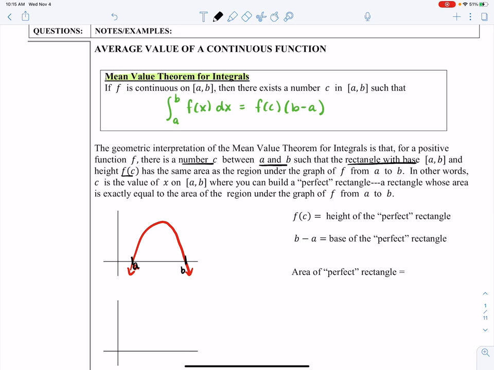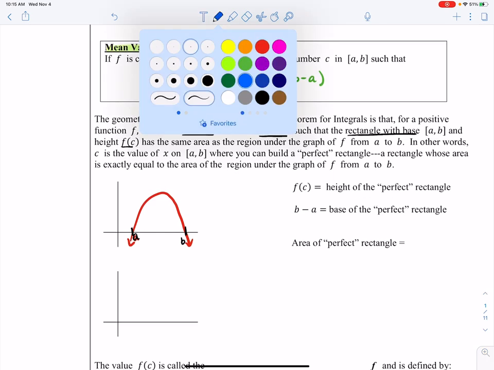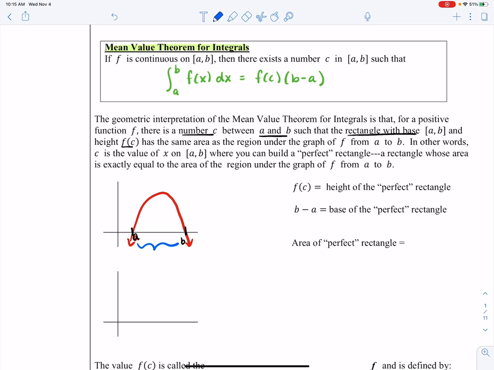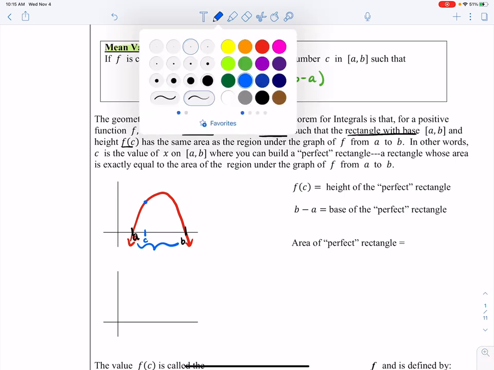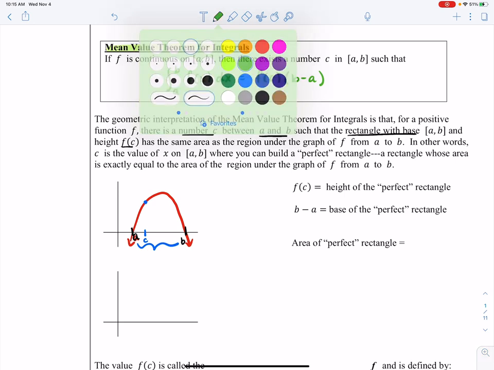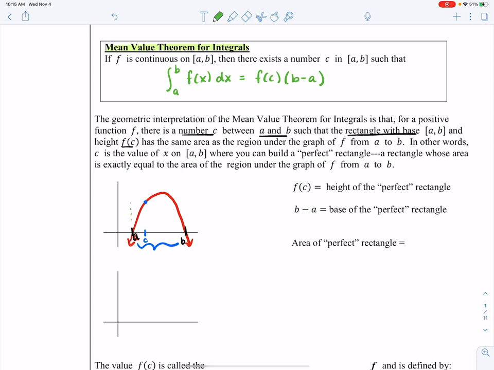Now stay with me for a second. So if I were to say that this is going to be the base of some rectangle, and there is a spot, we'll call that point c, such that if I go to the y value at that spot and I make a rectangle, it's as wide as a to b and as tall as f of c, because this point right here is c, f of c. So the height of this rectangle is f of c, and the base will be b minus a. Okay.